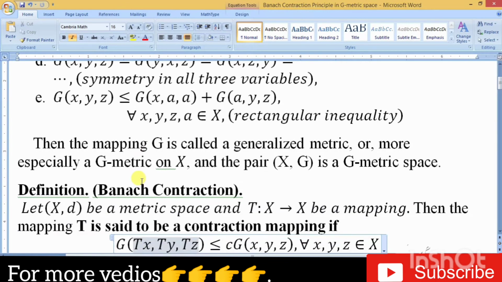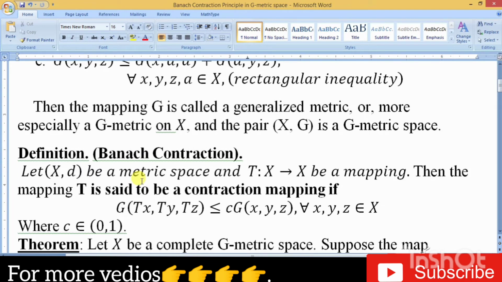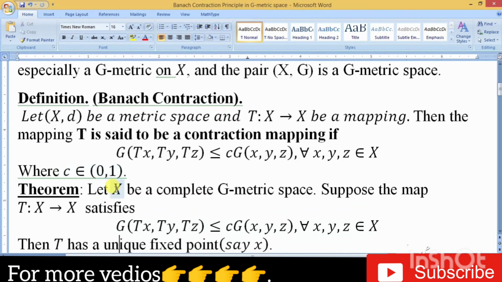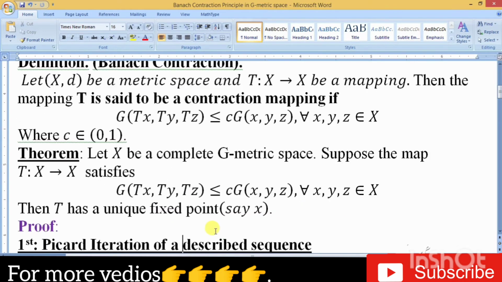The second one is the Banach contraction. Here we have to use it in a metric space. You can see from this definition and from the screen. Clear? And the third one is the theorem. Here we have to use the Banach contraction in the given theorem. You can see from the screen.